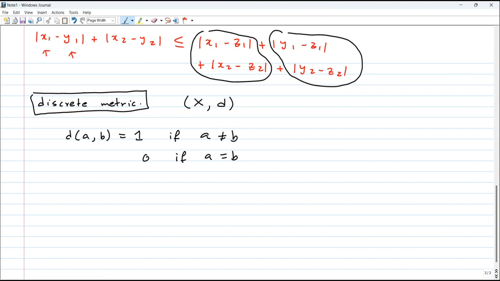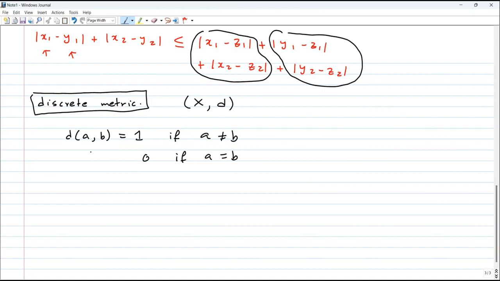What it does is it just tells you whether or not two things are the same. If the distance is equal to 1, then the two points you are considering are not the same points. If the distance is 0, then it's the same point. Now, it looks like a silly metric to consider.